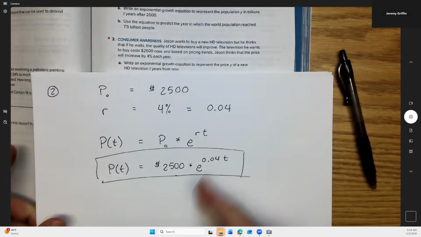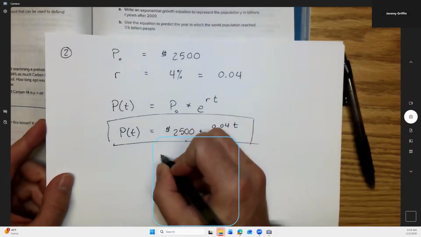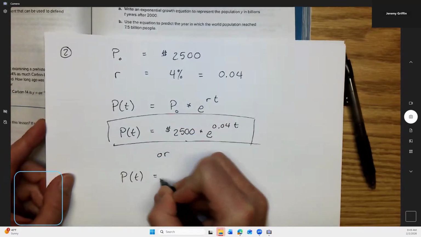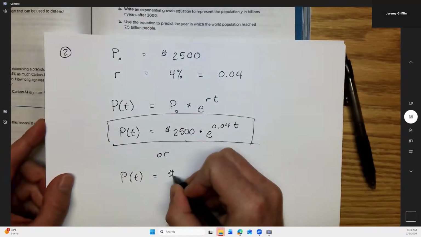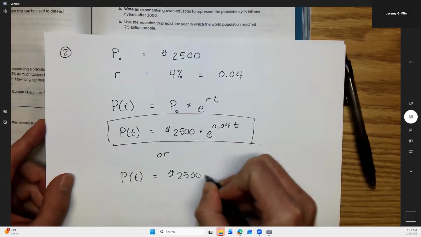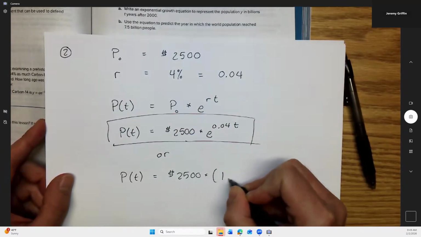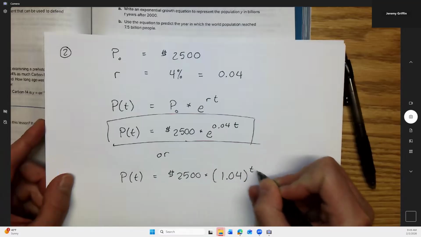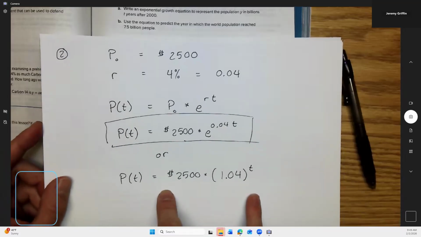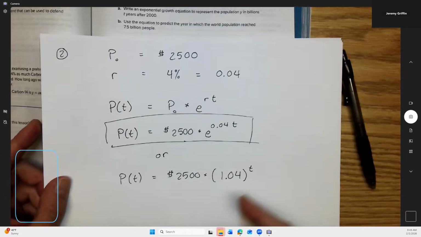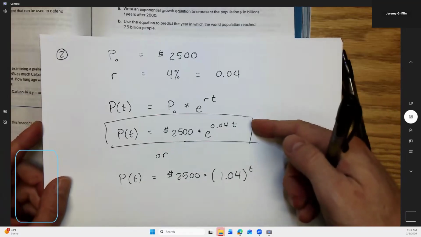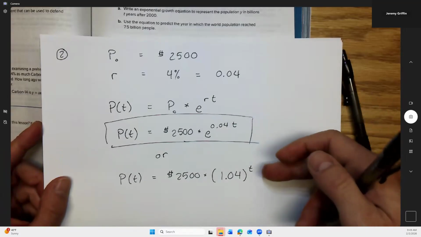Well, let me actually go with the other interpretation. Here's the other interpretation you could have: it starts off with $2,500 times 1 plus R, or 1.04, to the power of T. Now, guys, these are slightly different curves. They are not exactly the same thing. But how do you interpret that 4%? Is it continuously compounded, or is it annual?